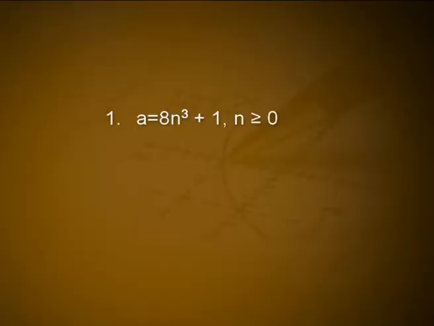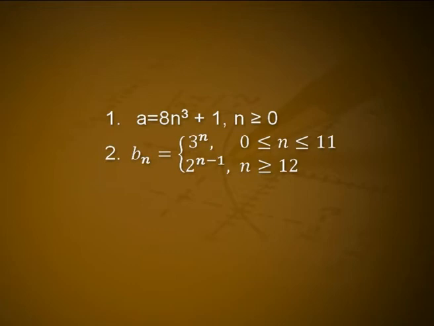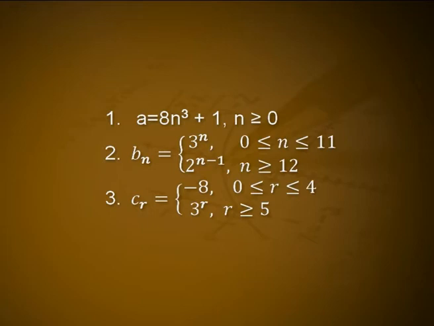Example 1. An is equal to 8n cubed plus 1 for n greater than or equal to 0. Second one, Bn is equal to 3 raised to n for 0 less than or equal to n less than or equal to 11, and 2 raised to n minus 1 for n greater than or equal to 12. Third one, Cr is equal to minus 8 for 0 less than or equal to r less than or equal to 4 and 3 raised to r for r greater than or equal to 5. These three give the concise specification of numeric functions.